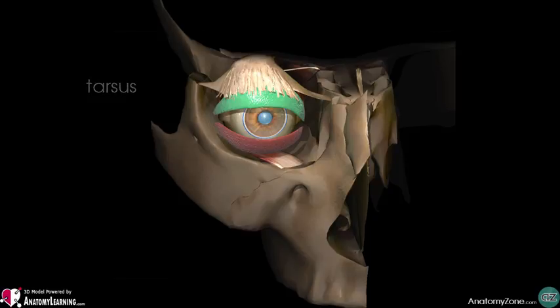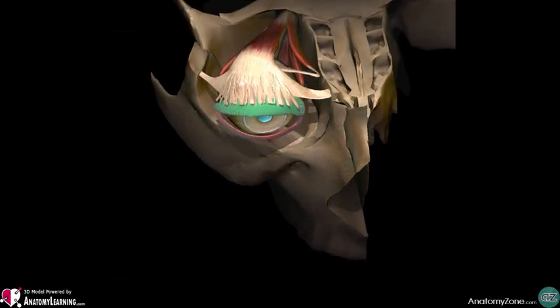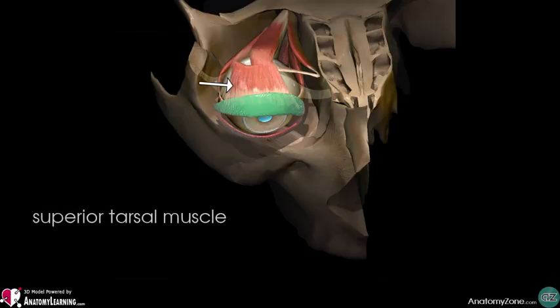A collection of smooth muscle fibers attaches from the Levator palpebrae superioris to attach on the superior aspect of the superior tarsus. This collection of muscles is known as the superior tarsal muscle and is innervated by the sympathetic nervous system.